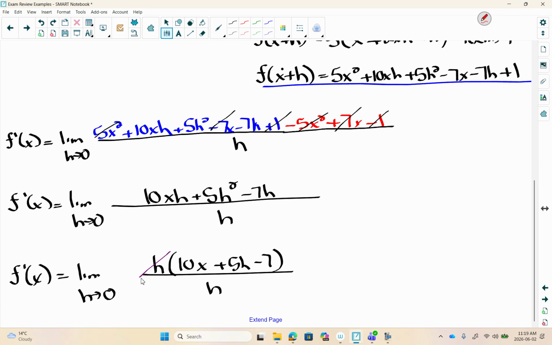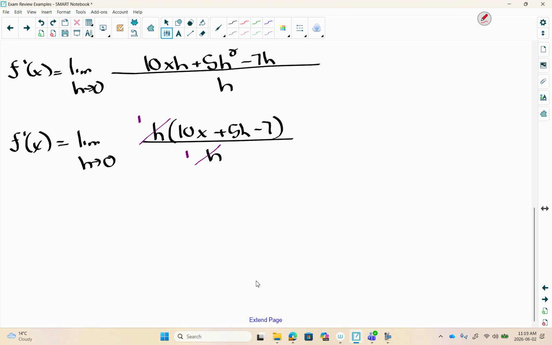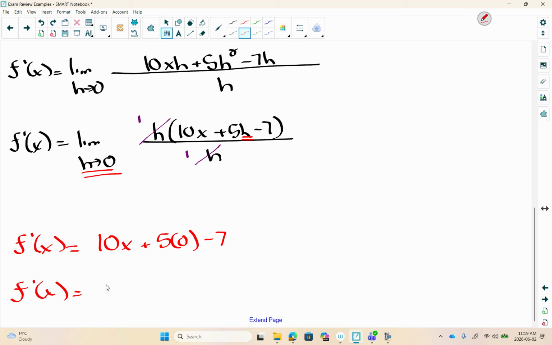These h's will cancel. Once you expose the factor that is common to both the numerator and denominator and divide it away, now direct substitution will work. It's not going to be 0 over 0. The bottom is going to be a 1. Anywhere there's an h remaining, fill in a 0. So I can say that f prime x will equal 10x plus 5 times 0 minus 7, or 10x minus 7.